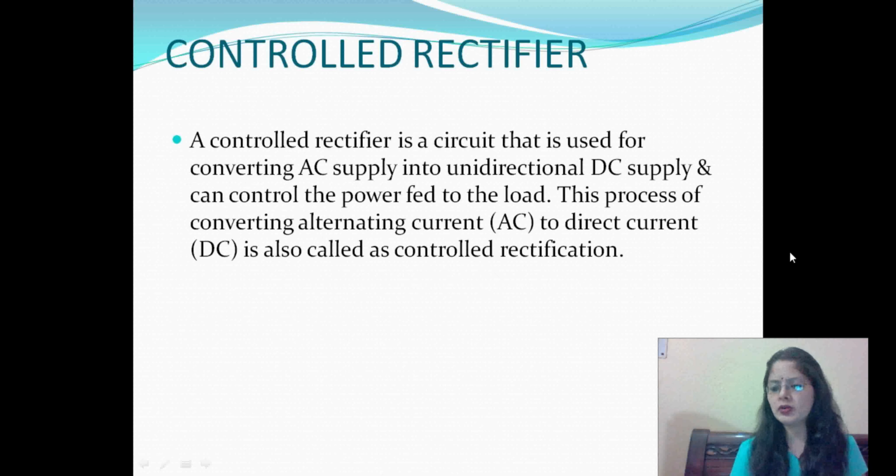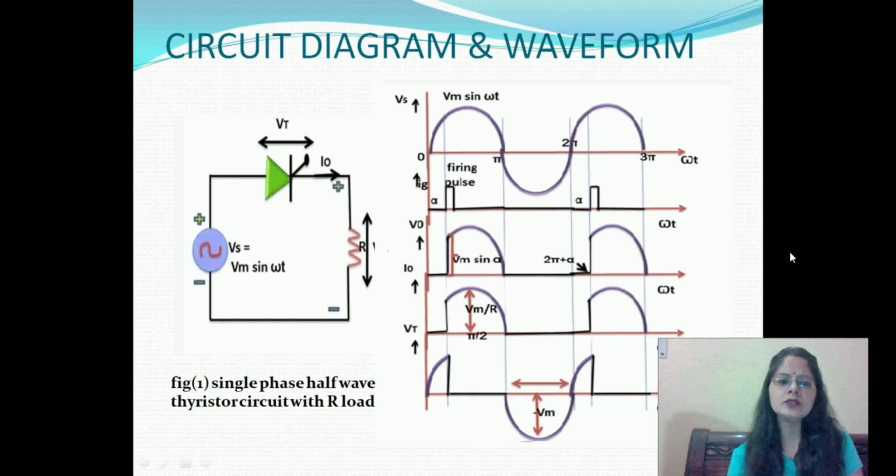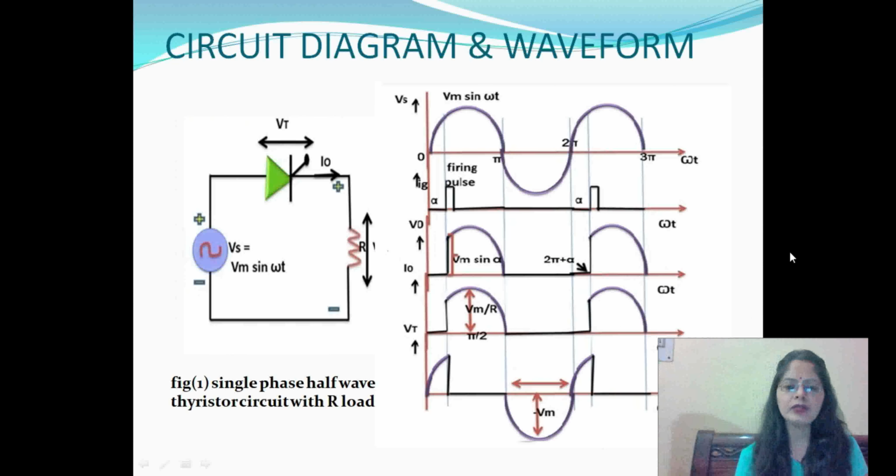Means what is a control rectifier? A control rectifier is simply a circuit that is used for converting AC supply into a unidirectional DC supply, that is known as the control rectifier. And second point is, this circuit can control the power fed to the load. Okay, hope you understand this. So this is the circuit diagram and waveform.